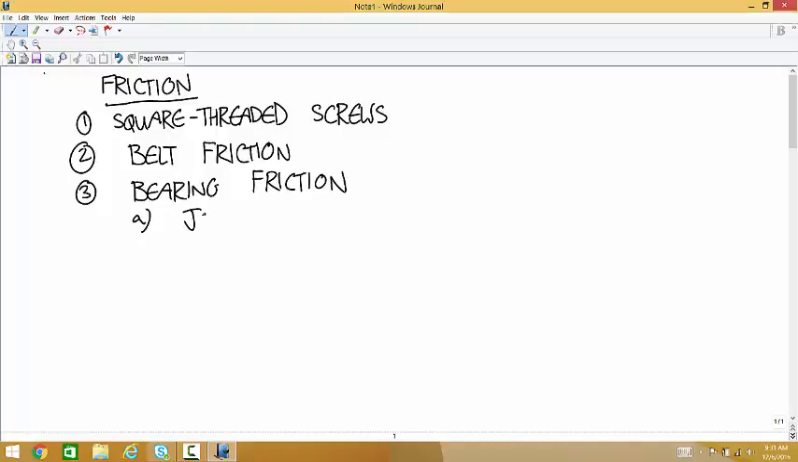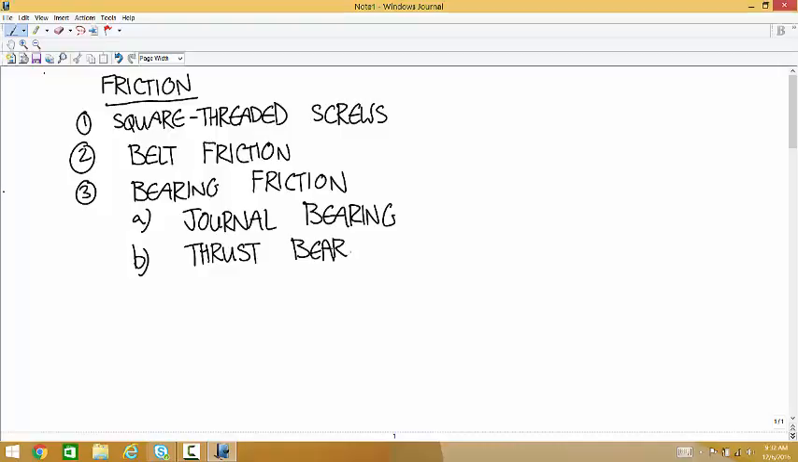The first one is called the journal bearing. You can think of that as like a standard pin joint. And the second one is called a thrust bearing. You can think of that as the friction that would come up in a pin joint due to the thrust. If a pin joint provides thrust, this is the type of friction that would be applied.